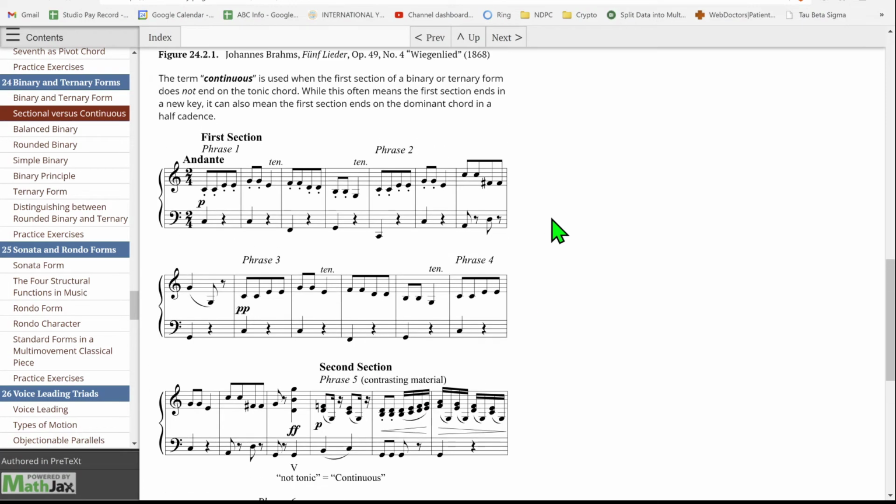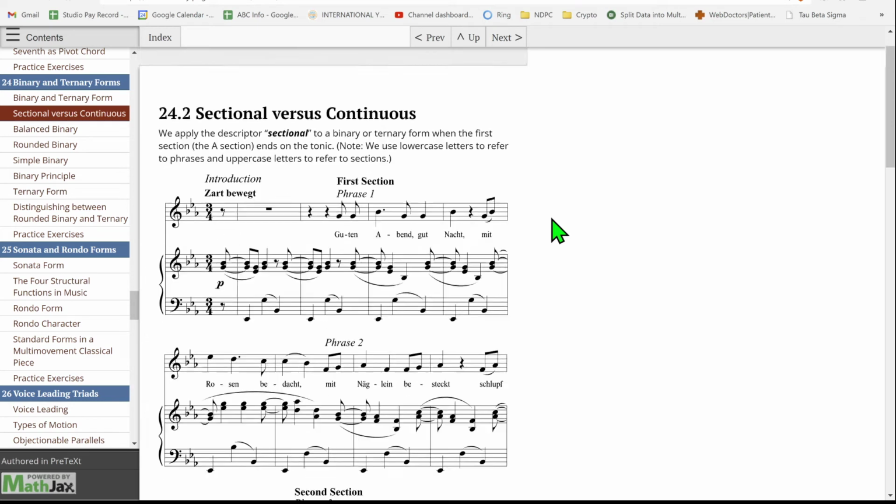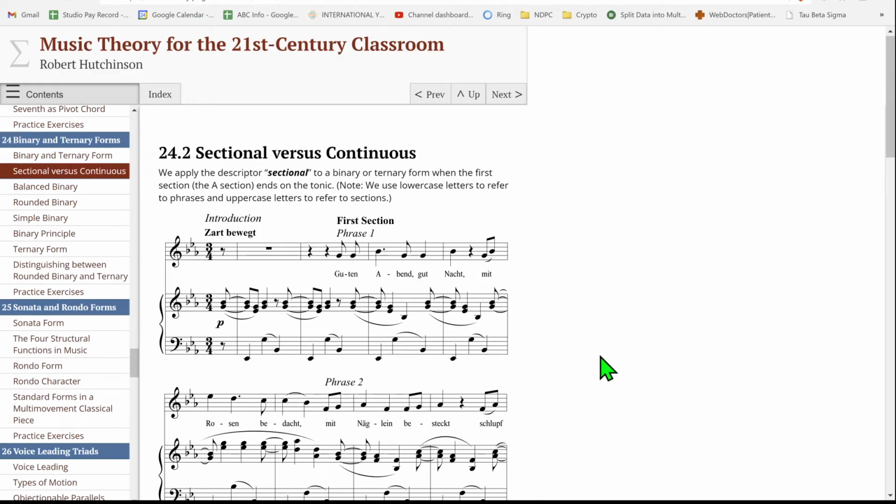All right, so first of all, let's talk about sectional. I'd rather you understand clearly what binary is. So binary form is where you have an A section, a complete A section. Then you'll have a B section that is typically shorter and typically incomplete, that ends with the second part of the A section again. Or you can have a simple binary, which is just an A and a B with no return to A. If you return to A, it's called rounded binary.